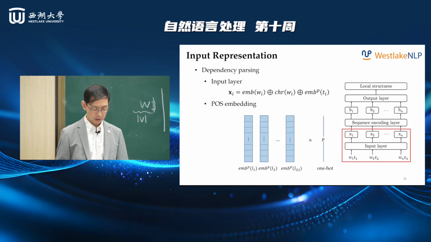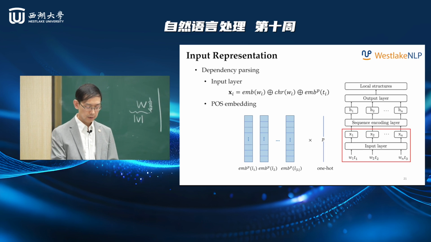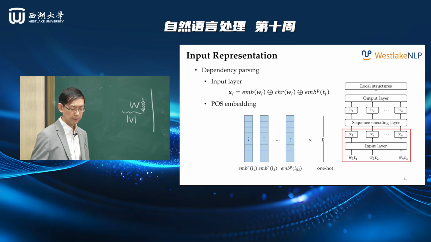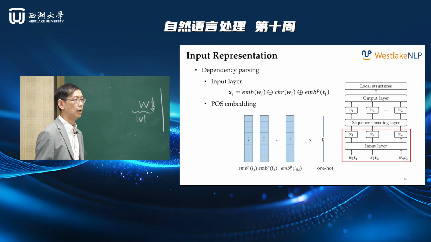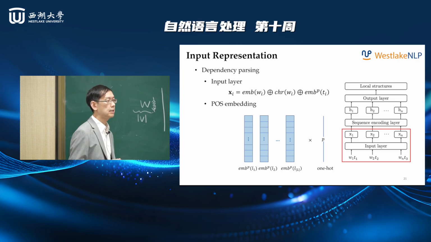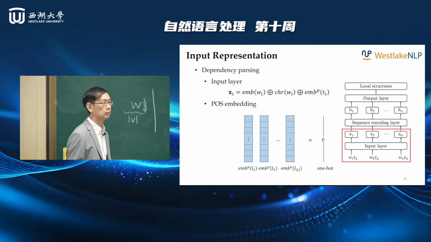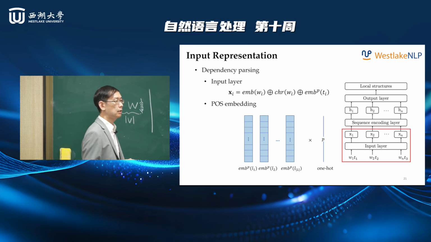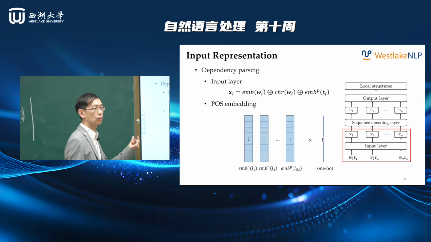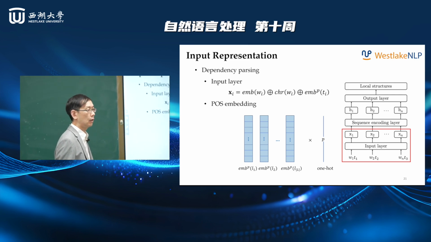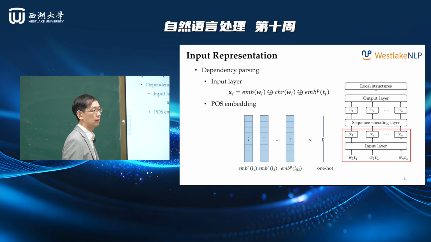Okay? So again, let's follow the model structure on the right, and look at the input layer. I want to turn a word and part-of-speech pair into a dense embedding, okay? And we learned how to represent a word by concatenating the word vector and a character-based word vector, right? And how do we represent a part-of-speech tag in a dense vector? The same thinking can work.